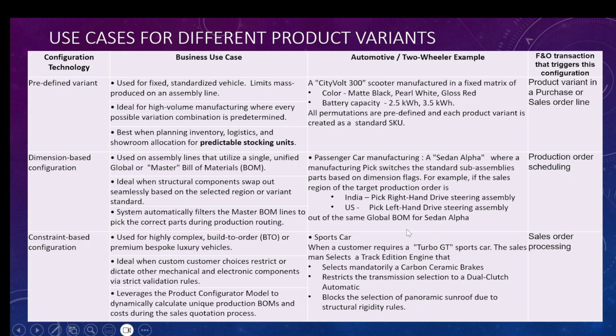So what does it mean? It means that when it is production order scheduling, the materials are selected and the routes are scheduled when it has to start. That is where the dimension based configuration comes into the picture, and then the necessary parts or components are picked.